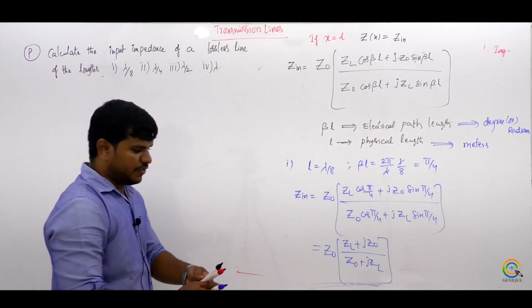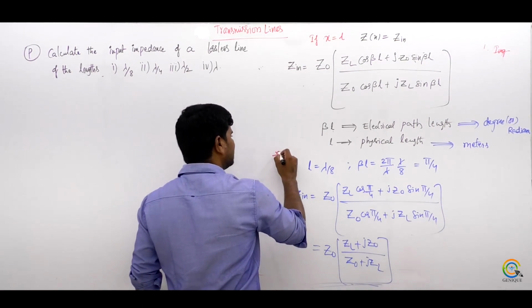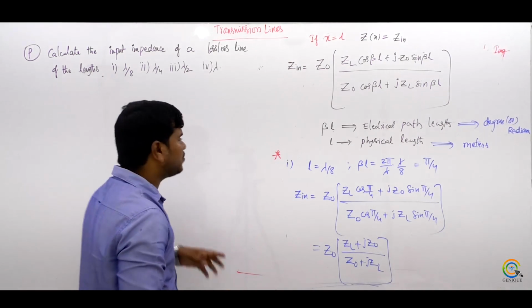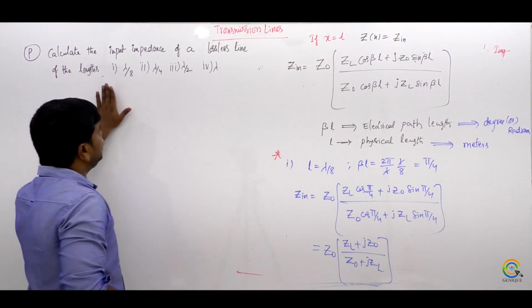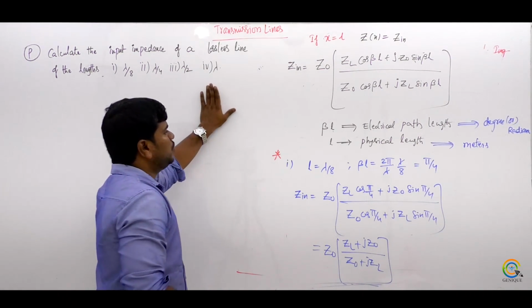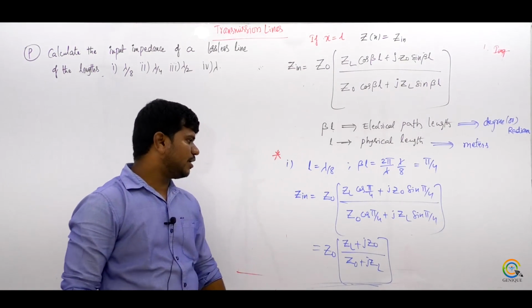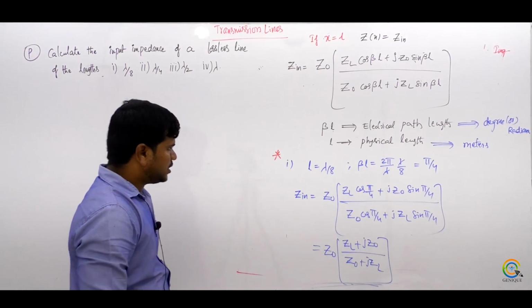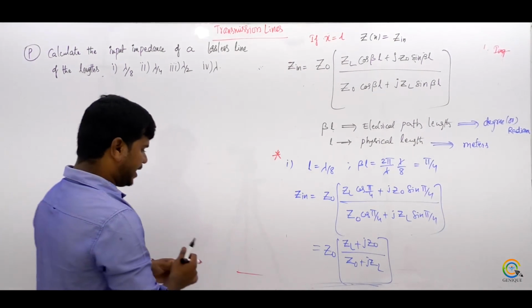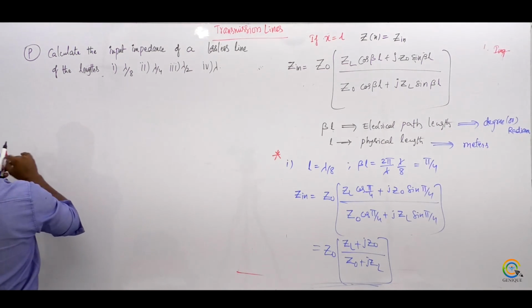So it is a very well known result. That's why we have chosen this problem. For these lengths you have to remember these kinds of expressions. So this is Zin for the lambda by 8 line. Now come to the second question.